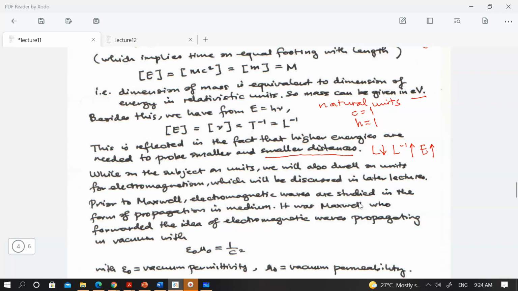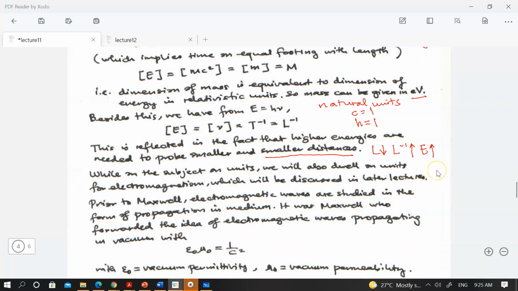I'm using a bit of abuse of notation. These are just dimensions, but you can think of this as a quantity which has dimension length. So in other words, to probe smaller distances, you need higher energies to be involved. That's why you have to use accelerators to probe the nucleon structure, for example, and what happens inside protons and neutrons.